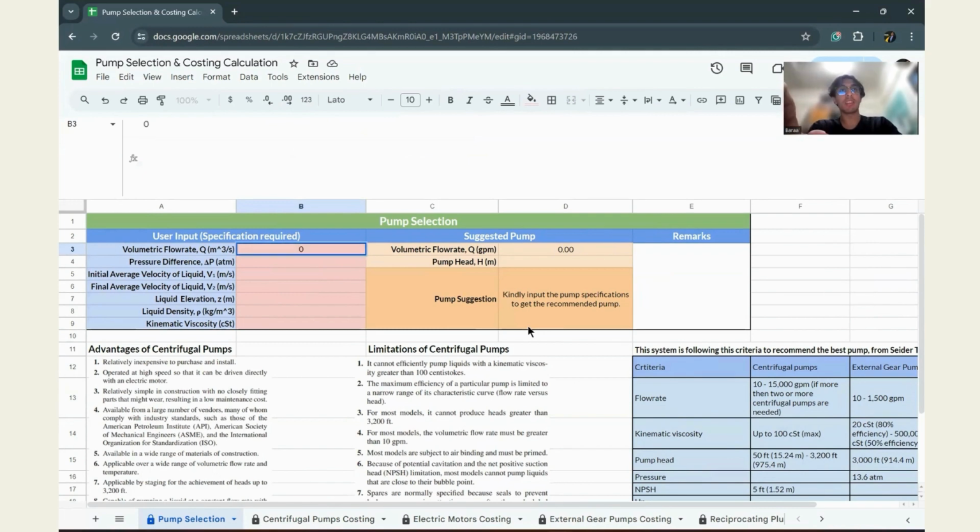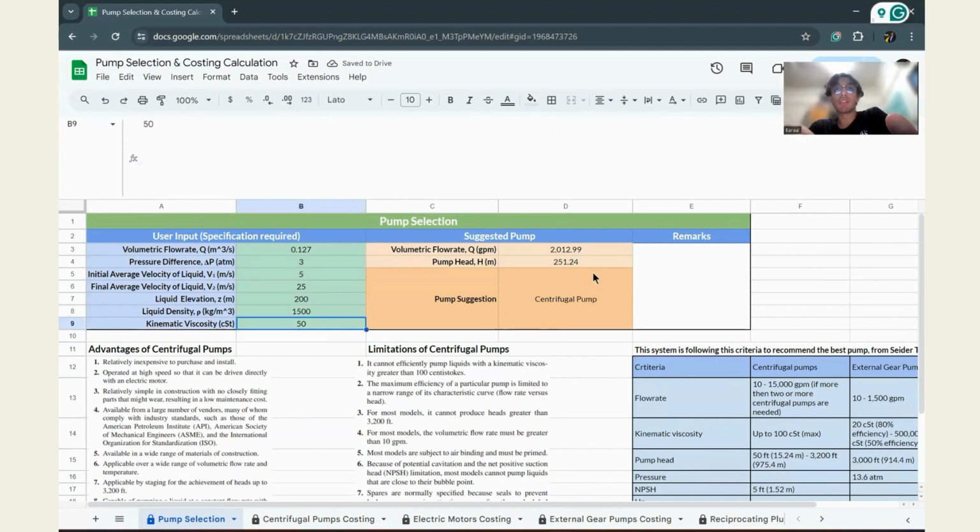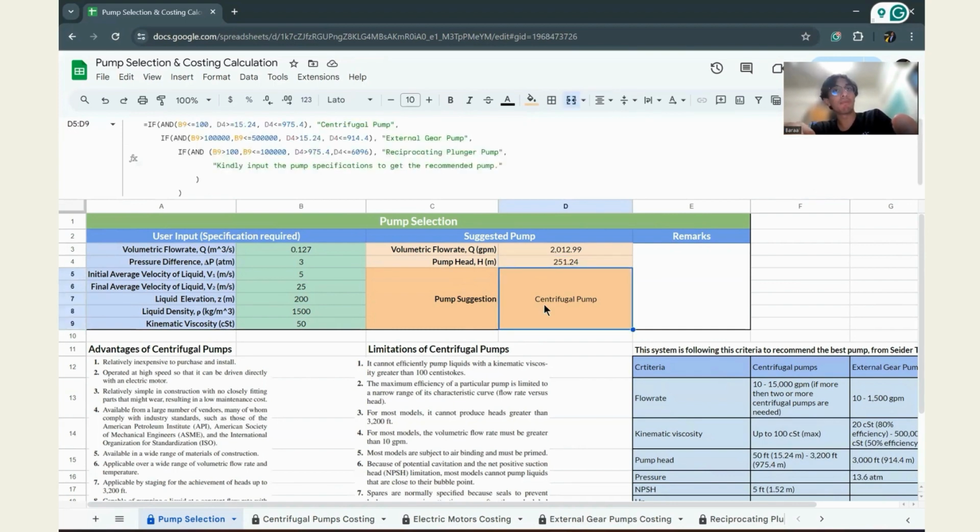The first time we can try with 0.1 meter cube per second, and then for the pressure difference we can try 3 atm, 5 for the initial velocity, and 25 feet per second for the final velocity. For the liquid elevation, we keep it at 200 meters, and the liquid density as 1500. And then for the kinematic viscosity, since it has low kinematic viscosity, below 100, and the pump head is around 250, it will suggest the centrifugal pump. Okay?